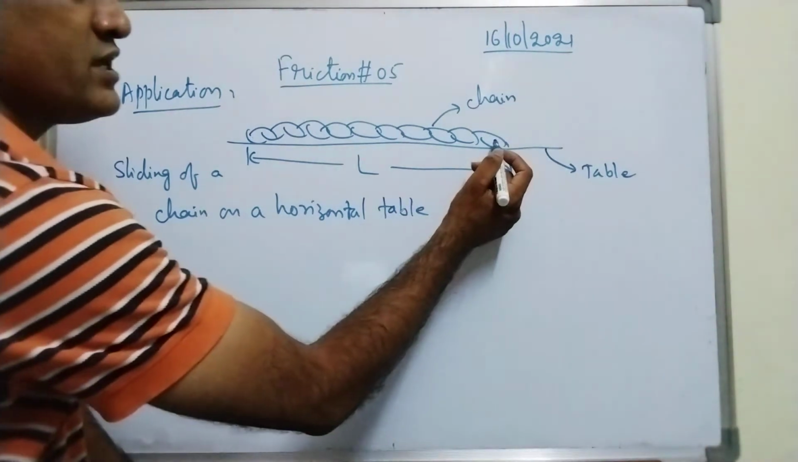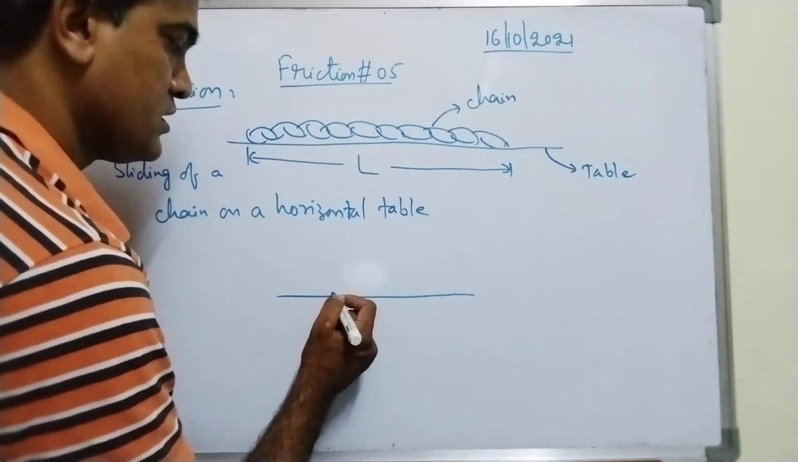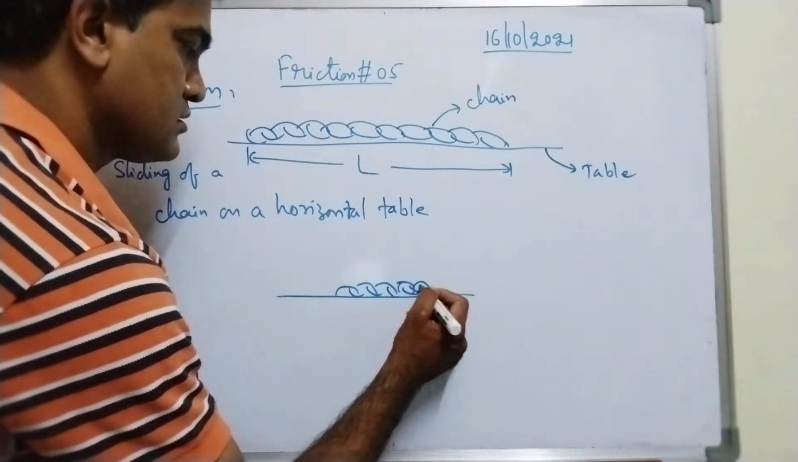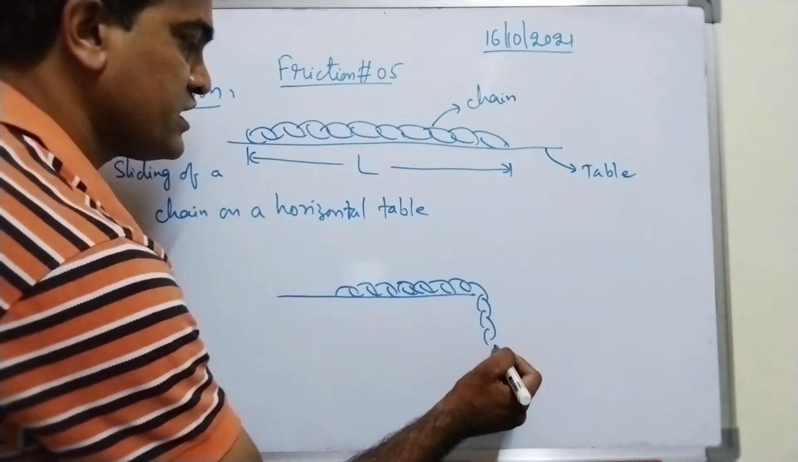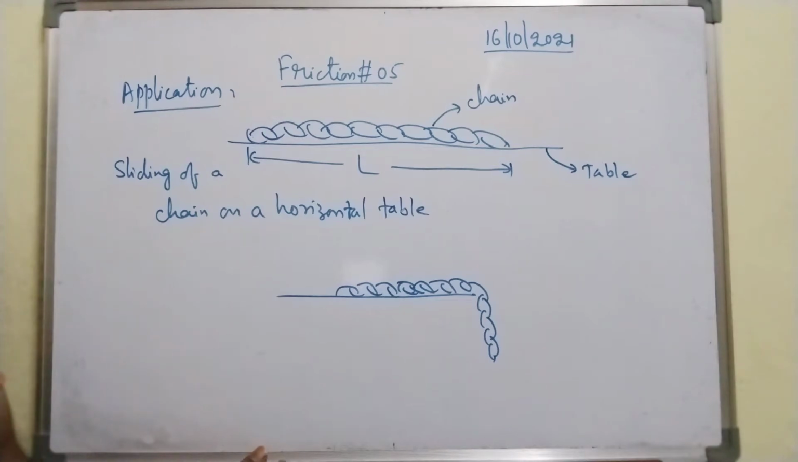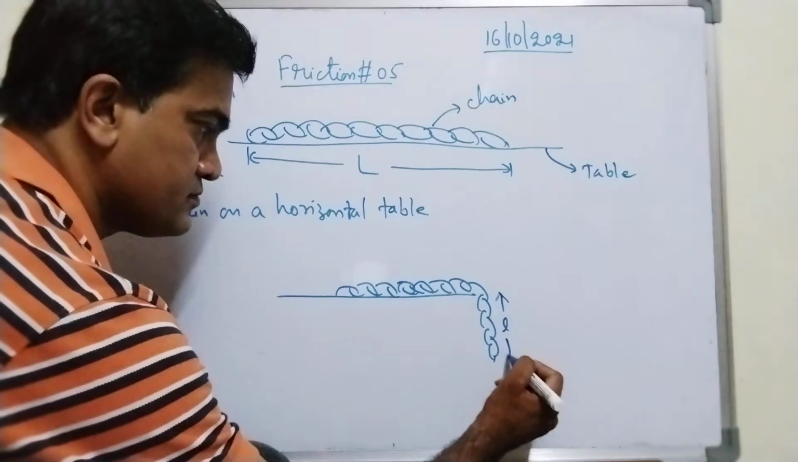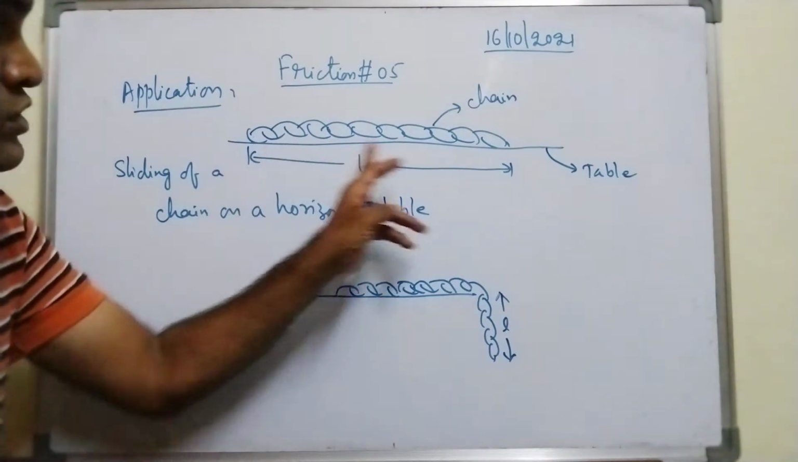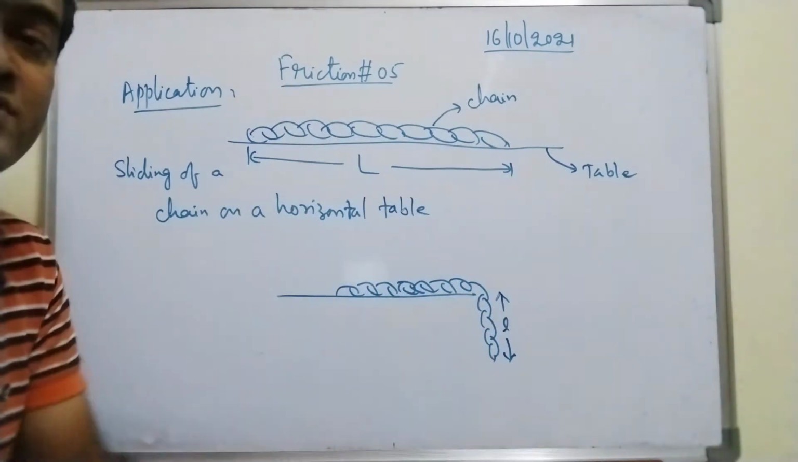Now I will slowly pull the chain to a side like this, and some part of the chain is hanging. Let me take the hanging part as small l. The hanging part of the chain is small l. The total length I have taken as capital L.